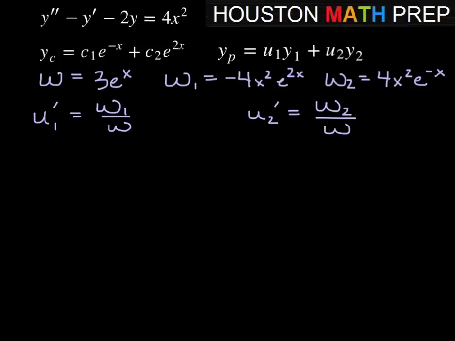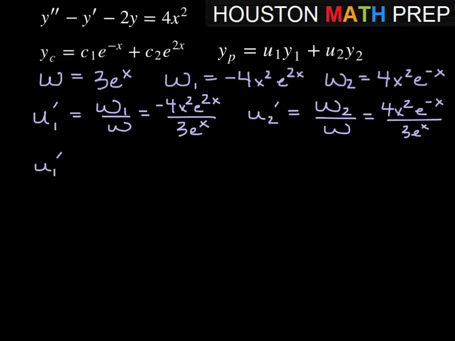Okay, so W1 over W would be negative 4x squared e to the 2x over 3e to the x. W2 over W would be 4x squared e to the minus x over 3e to the x. So that would give us that u sub 1 prime is negative 4/3 x squared e to the x, and u sub 2 prime is equal to positive 4/3 x squared e to the minus 2x.